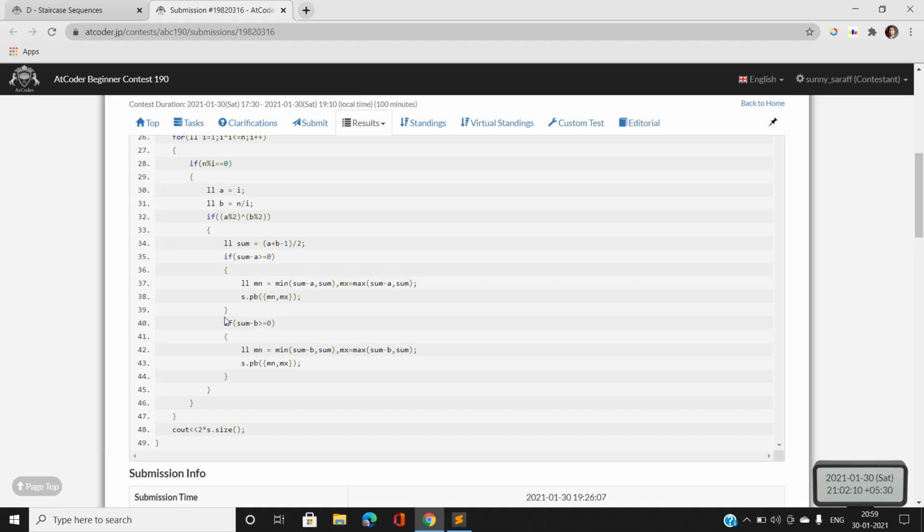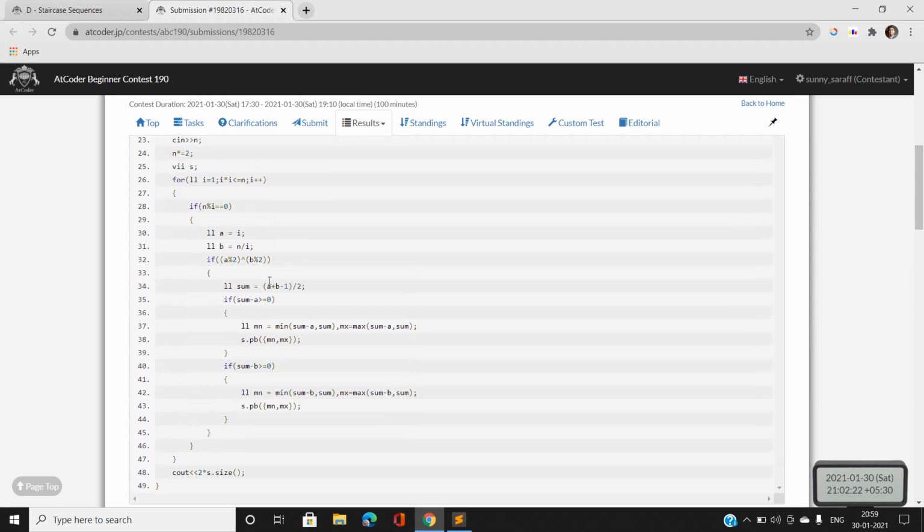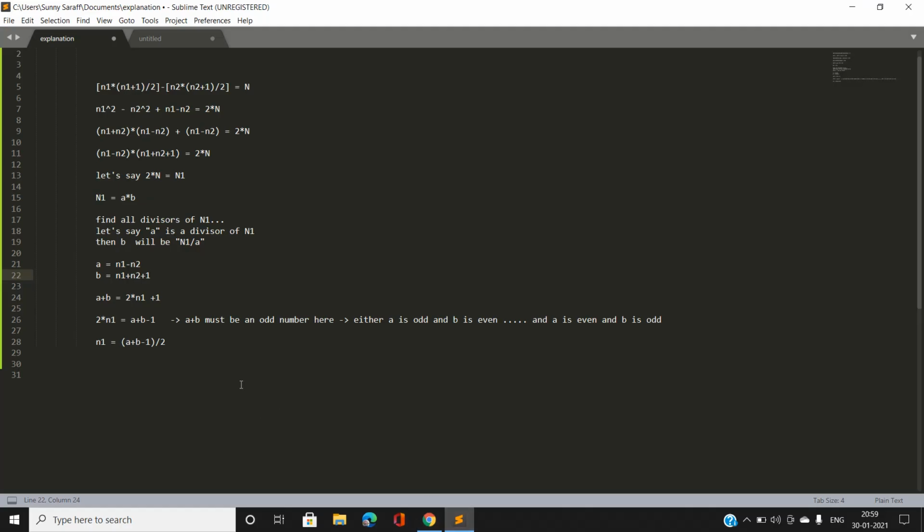Both I am going to push into a vector, which is our answer, and minimum is going to denote the minimum of n1 and n2, and maximum the maximum of n1 and n2. So you can see, either a is odd and b is even, or a is even and b is odd. These are the two possible cases we have to consider, because a plus b minus 1 must be an even number to get divided by 2.